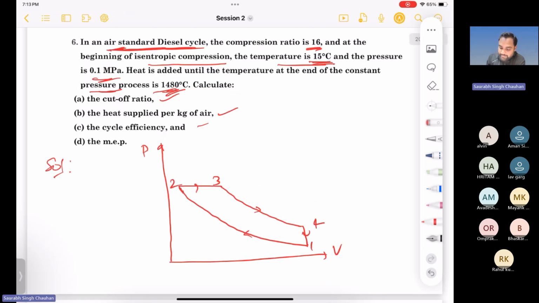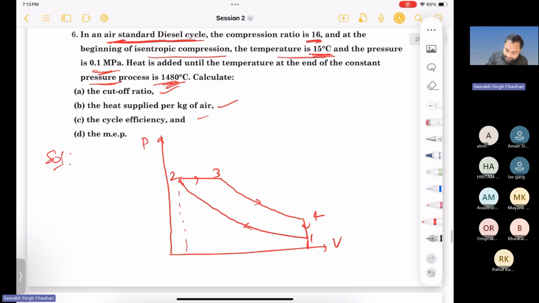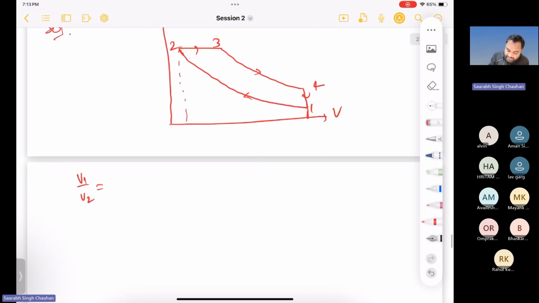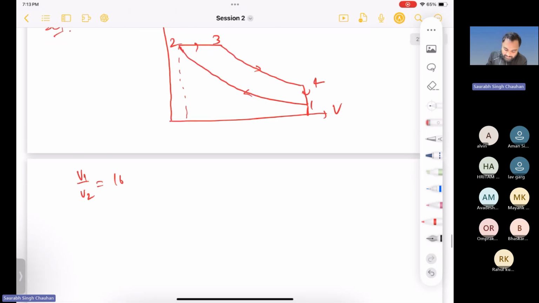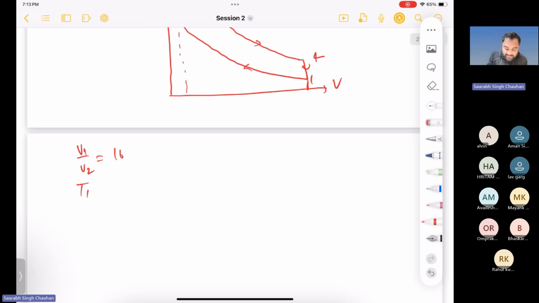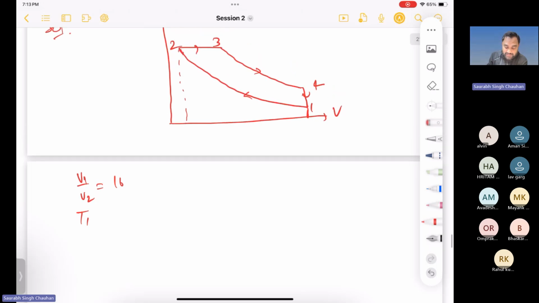Now what is given? The compression ratio is 16. So what is compression ratio? It is the maximum volume divided by the minimum volume, right? So V1 by V2 is 16. What else? The beginning of isentropic compression, temperature 15 degrees Celsius. So point 1 is the beginning of compression, right? The temperature at point 1 is given as 15 degrees Celsius, and to convert this into Kelvin, just add 273, and you get how much? Correct?